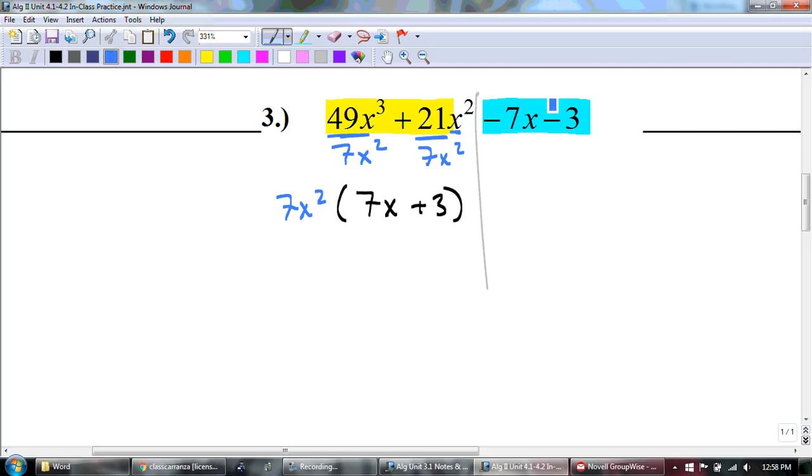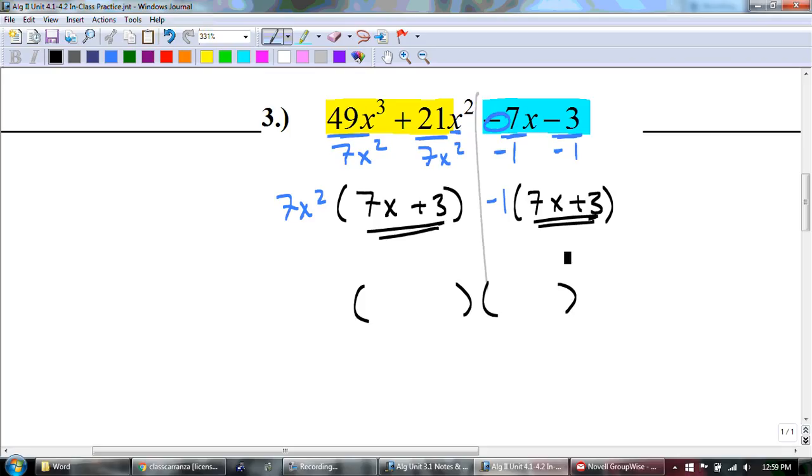Okay? Now, in the back, see how this is negative? Well, if it's negative, I have to take out a negative, and the only thing that goes into it is a negative 1. Okay, so negative divided by negative makes it a positive 7x, and negative 3 divided by negative 1 is a positive 3. Just like I wanted to, those match.